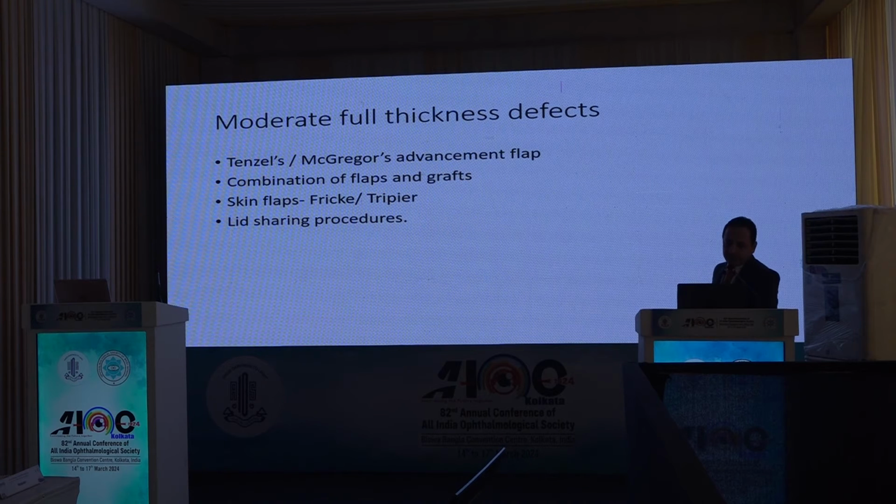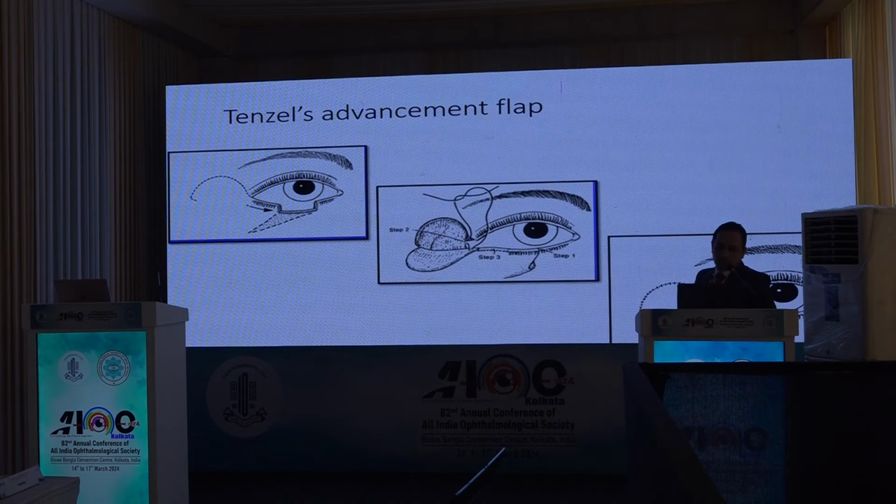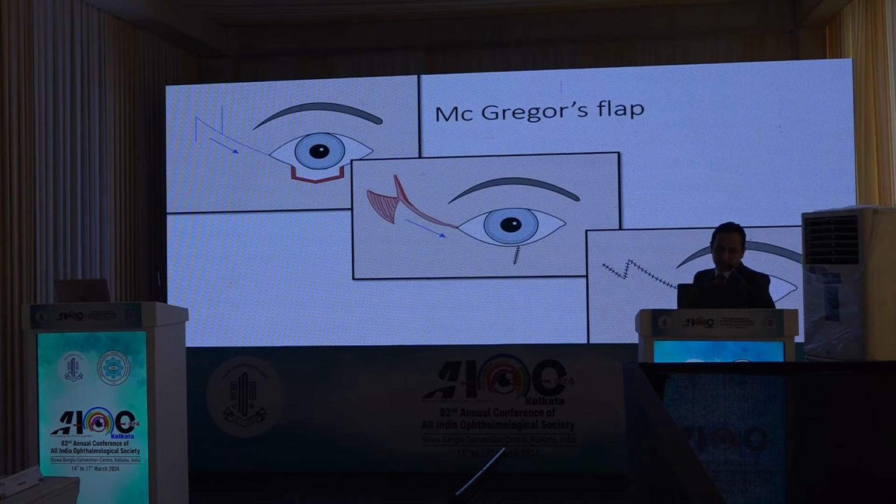Moderate full thickness defects require techniques such as Tenzel's or McGregor's advancement flaps, apart from other combinations of flaps and grafts. This has already been covered before. The Tenzel's advancement flap, a myocutaneous flap, allows for closure of a moderate lower lid defect. An alternative to that is the McGregor's flap, which involves a Z-plasty to effect tissue lengthening along the lid margin.